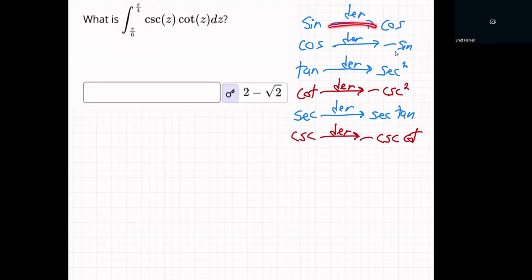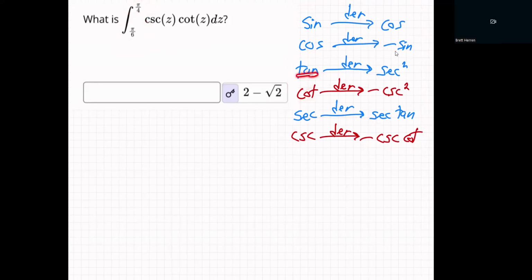So derivative of sine is cosine, derivative of cosine is negative sine. Remember, derivative of all cofunctions is negative. See down here, cotangent negative, cosecant negative. Derivative of tangent, secant squared, derivative of secant, secant tangent. And then the cotangent comes from just co-ing the tangent.